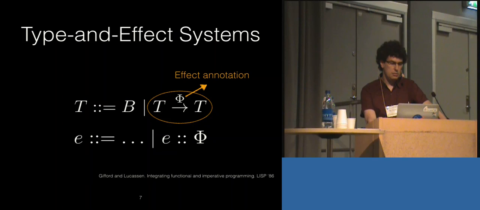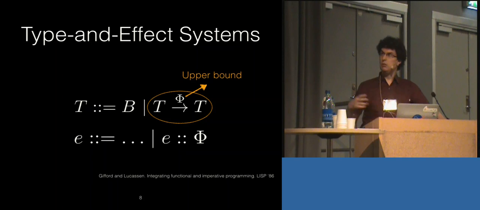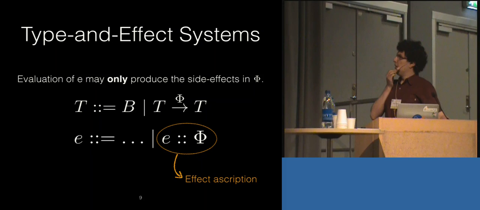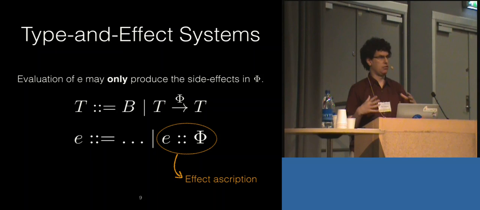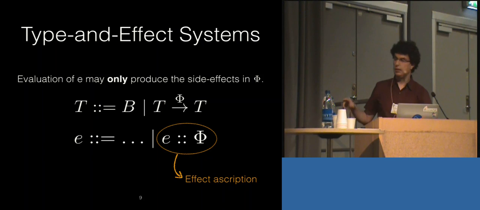In type and effect systems, functions carry an extra annotation, which corresponds to the set of side effects that may be produced when the function is applied. This set works as an upper bound, or a conservative approximation, for the effects that will be produced when the function is applied. Another way of limiting the side effects is effect ascription, which is useful to annotate the effects of sub-expressions. The idea is that an expression E cannot produce more side effects than those declared in the set phi.